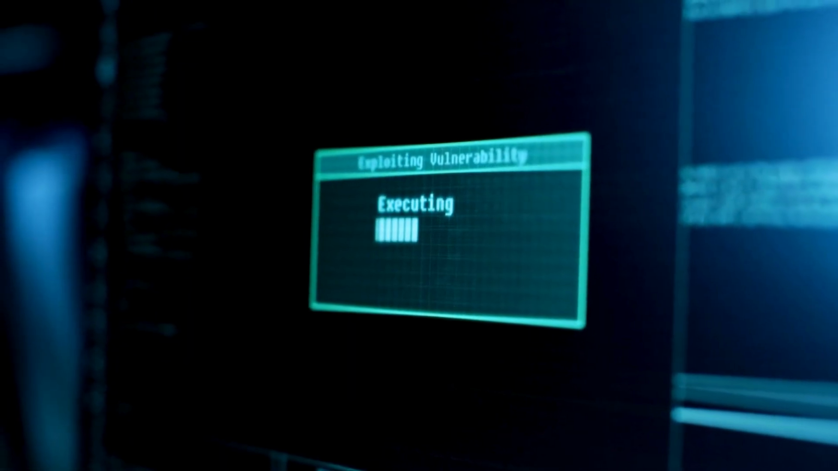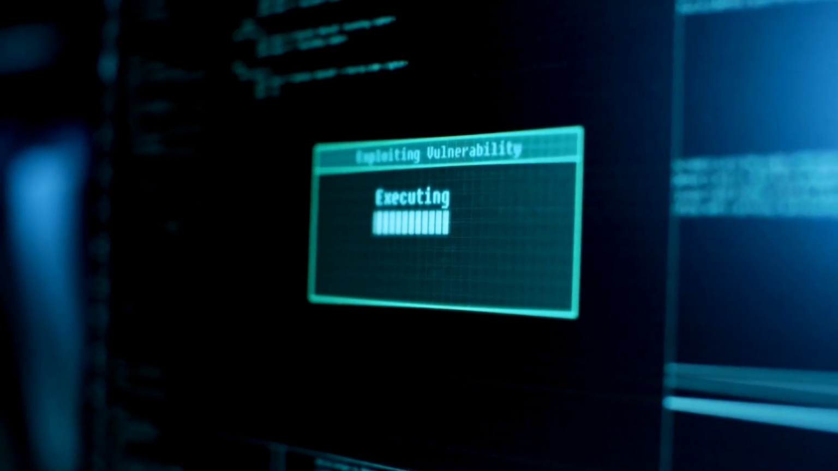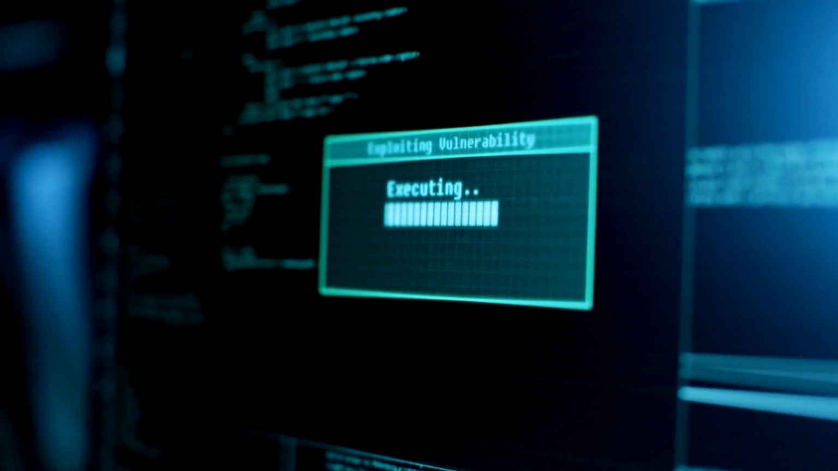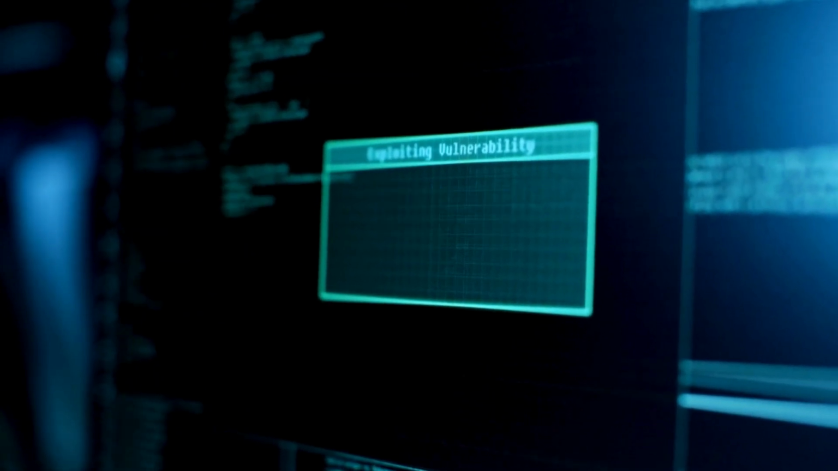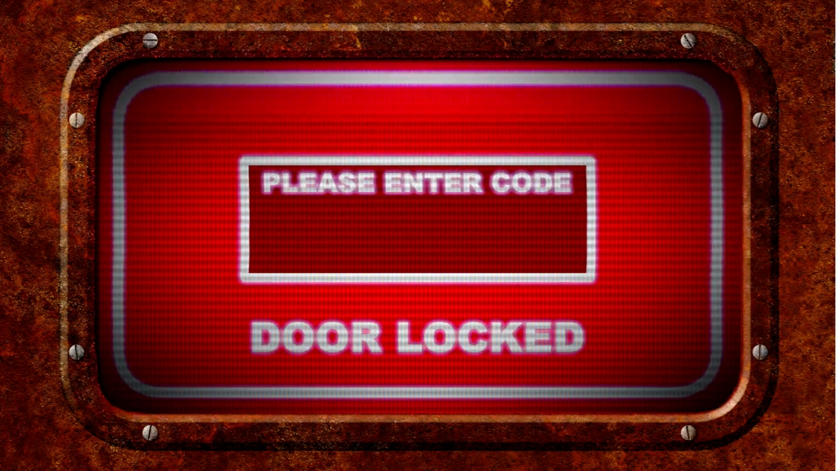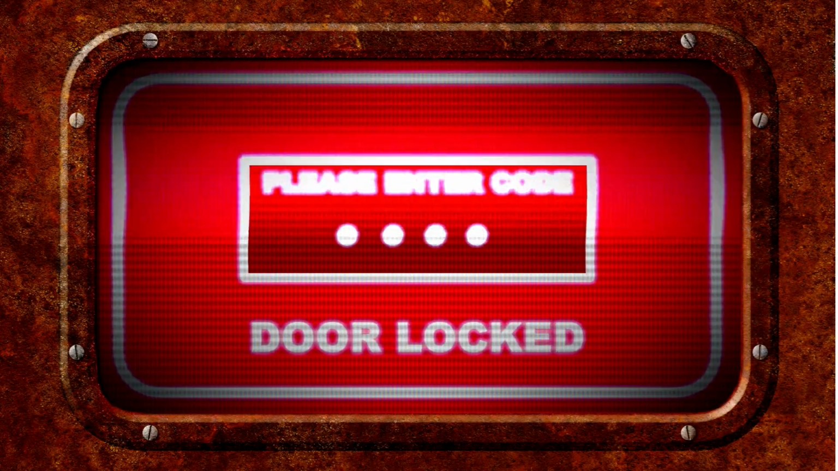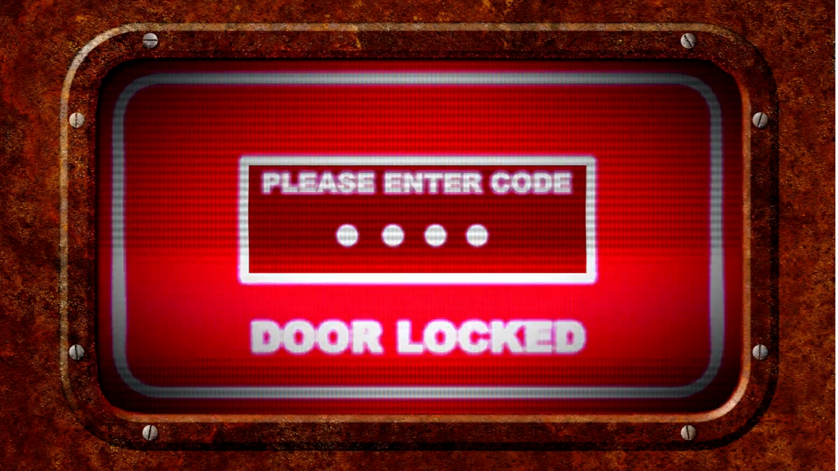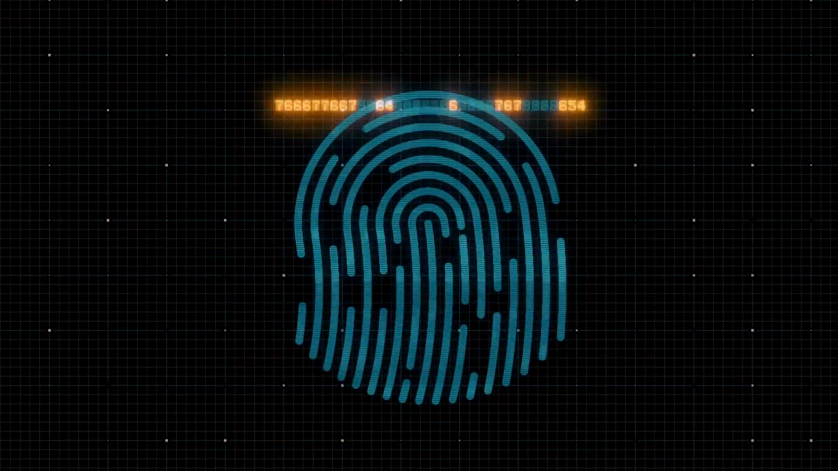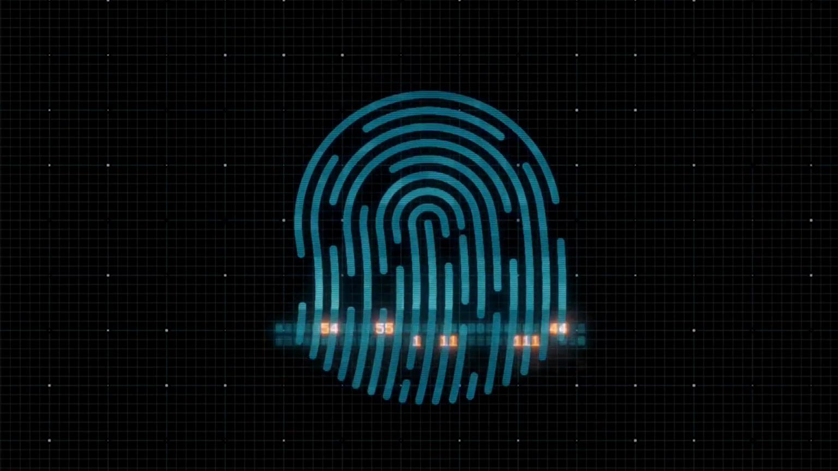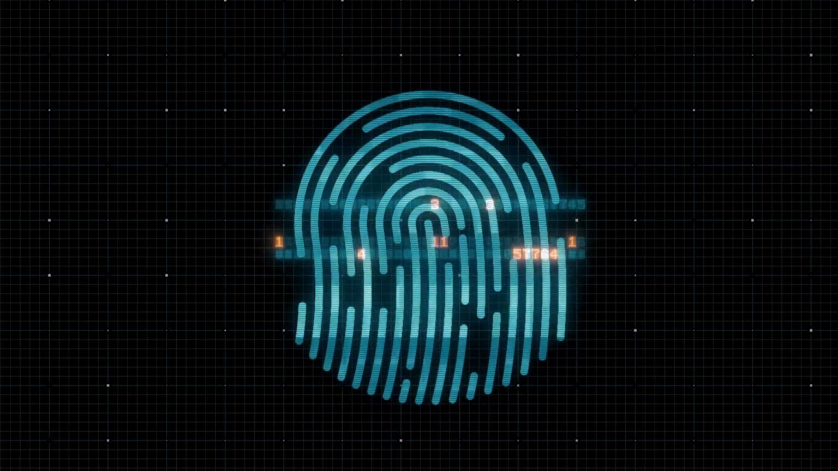Number 6, limit access to security groups. It's important to restrict who can modify your security group rules. Only allow access to trusted team members and use role-based access control to enforce this. This reduces the risk of accidental changes that could expose your infrastructure to threats.